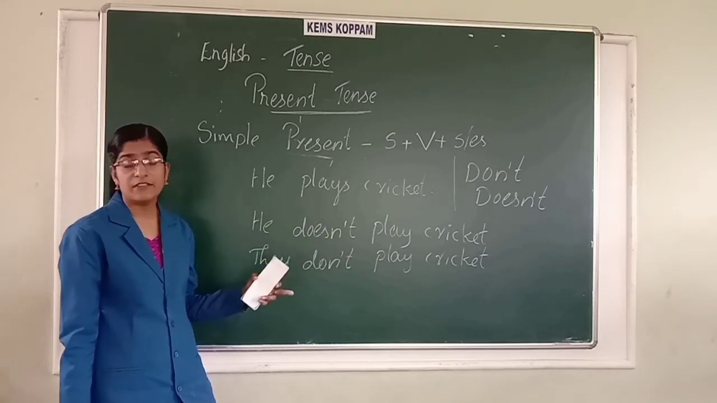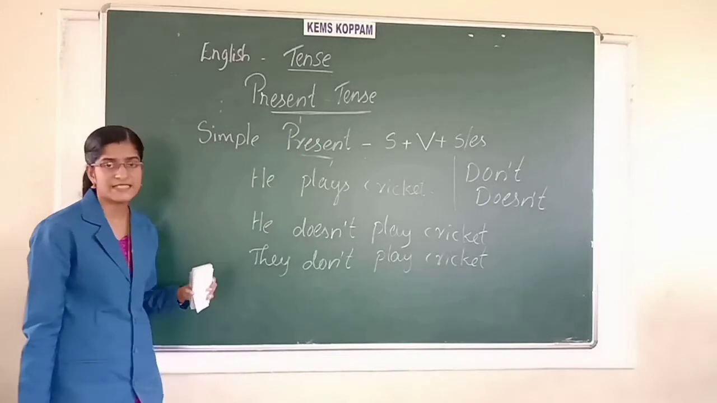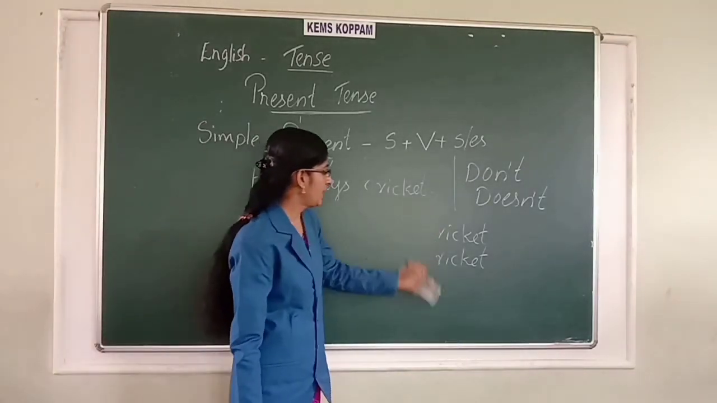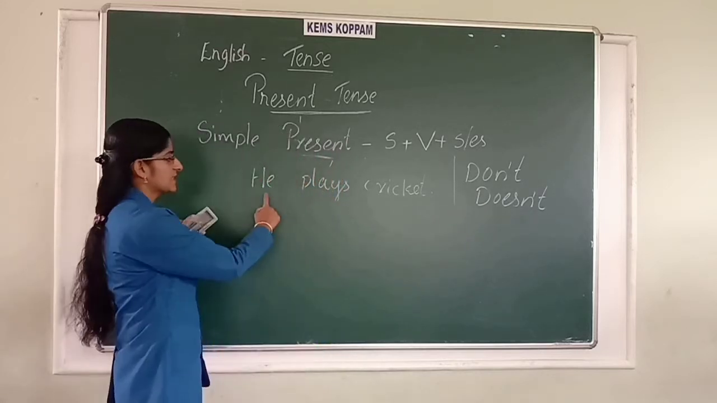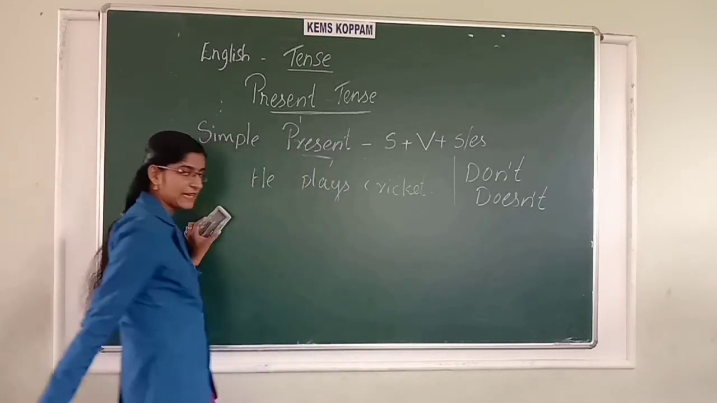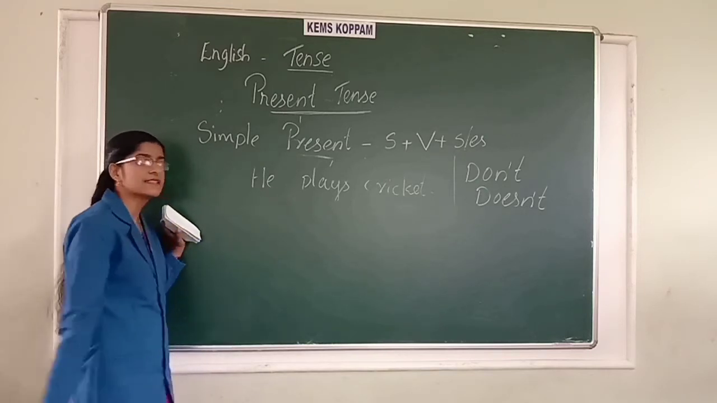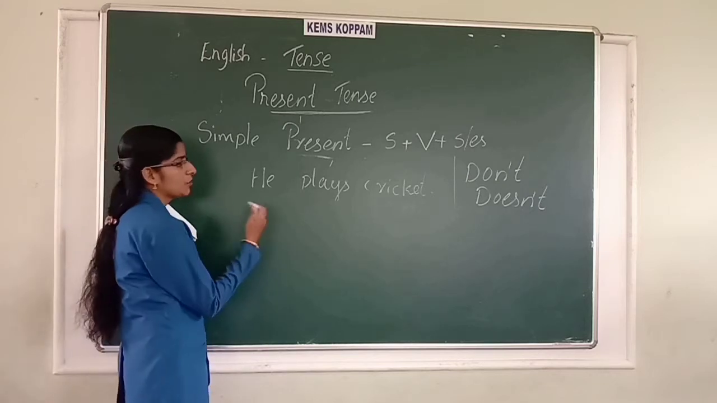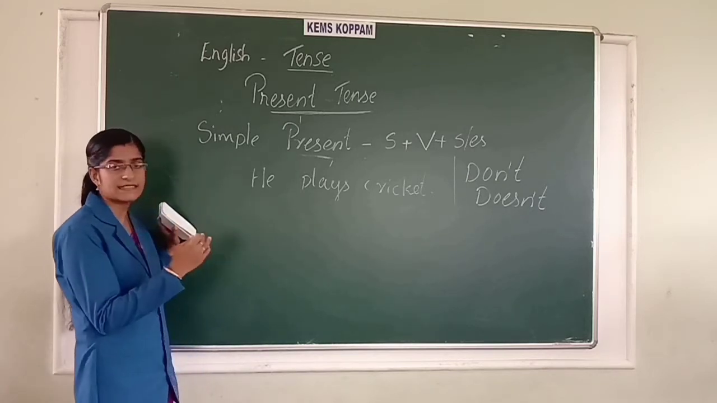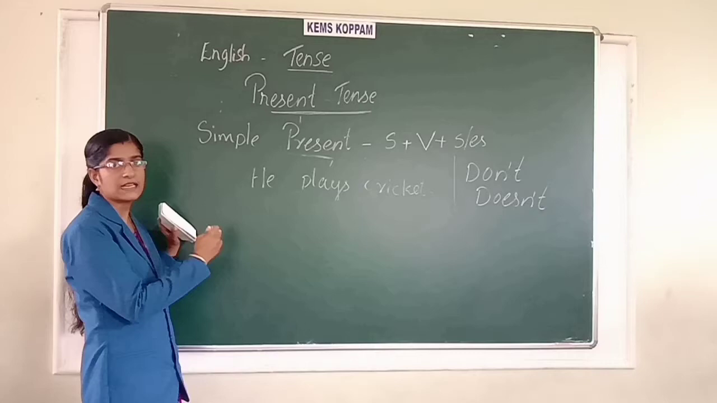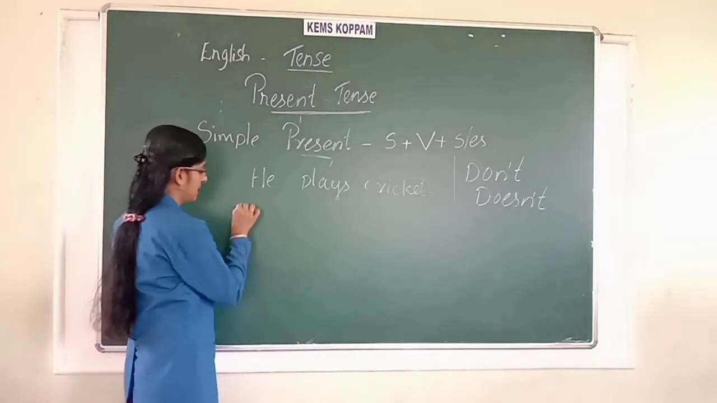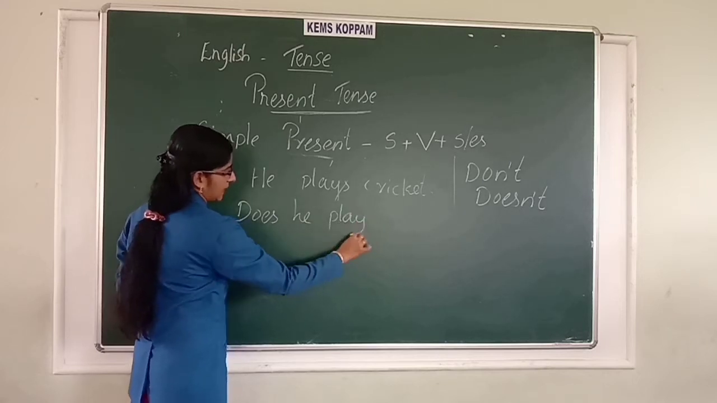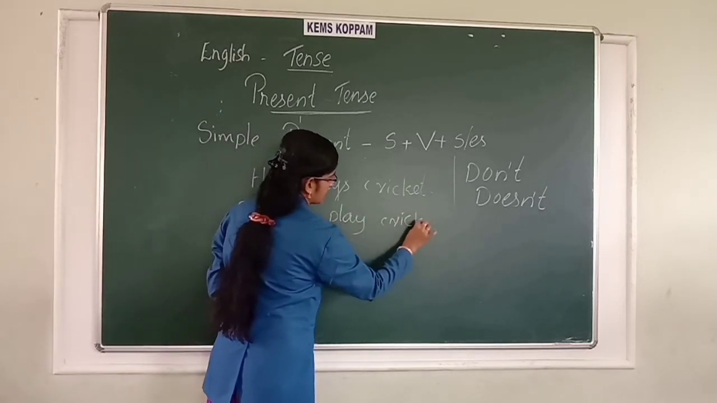Clear? Now can we form questions in simple present tense? How can we form questions? See, suppose this is the answer. He plays cricket. How can we change the statement into a question? For that, you have to bring the auxiliary verbs do or does at the beginning. For example, does he play cricket?